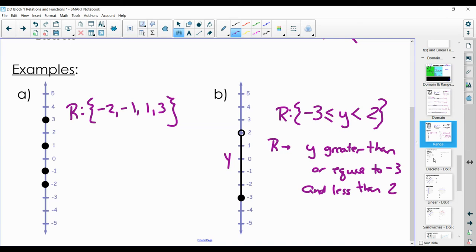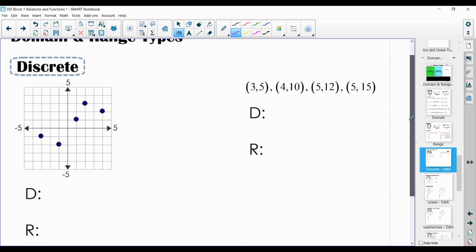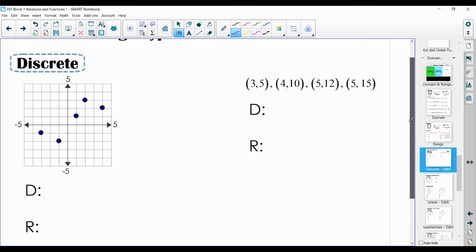All right, so again, if you're needing any review or refresh, make sure you back this up. We're going to start looking at the different ways that we can represent domain and range using functions and graphs and whatnot. So the first one we've already talked about is discrete. Discrete tends to be the easiest ones to work with because we're literally just looking for the coordinate points.